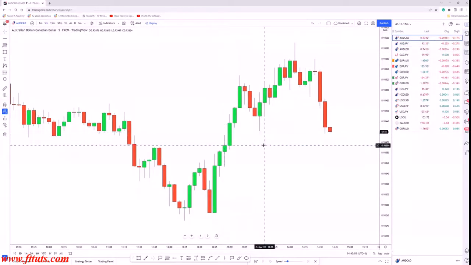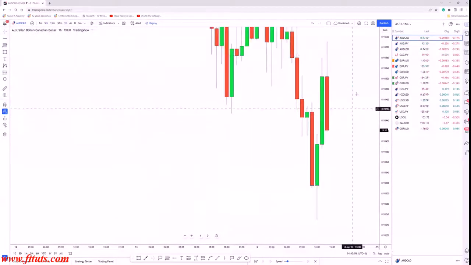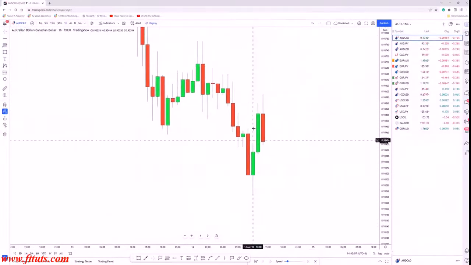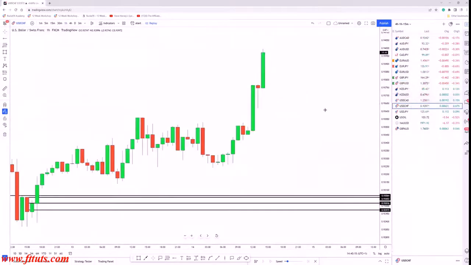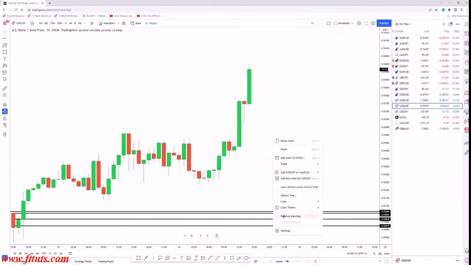So that's a breakout trade, okay? Let's take a look at another example. This is crazy. Right, let's take a look at another example. Let's take a look at USD Swiss franc. We spoke about this yesterday.